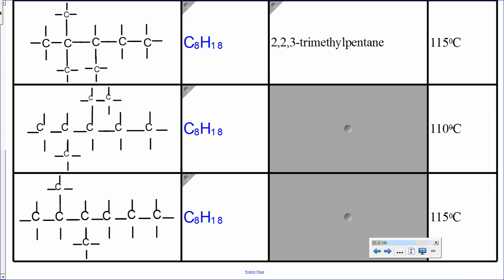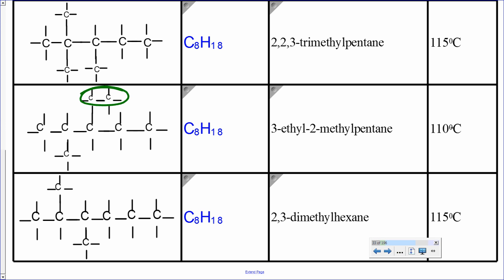On the next one, we actually have a 2-carbon branch chain right here. So we still have that pentane base because we only have 5 carbons in a row. One of our branches is an ethyl, the other is a methyl. That actually gives us a very low boiling point. And our last molecule up here, 2,3-dimethylhexane. So all of these have the same number of carbons and hydrogens, but a little bit of a different layout. That different layout actually affects the boiling point.